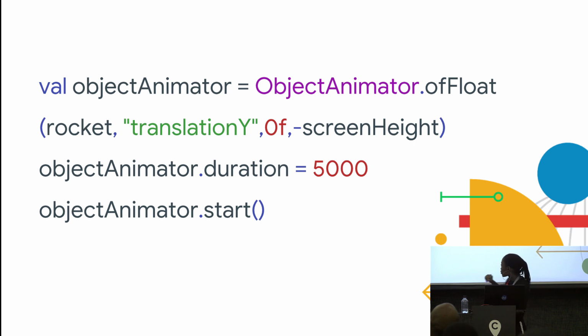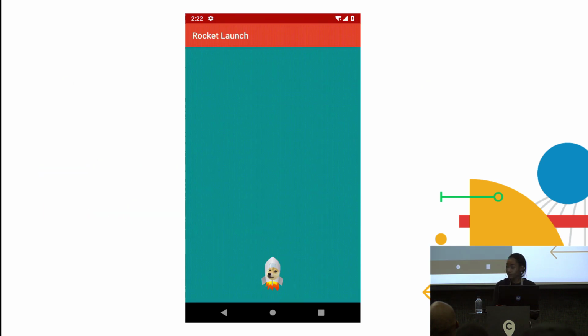We call the ofFloat method. We pass it in our rocket, translationY, as I just said, from 0 to minus screen height. Minus screen height is saying you want it to go off the screen. It must disappear from the screen. We say duration is 5 seconds, and we get it to start. And we have that result over there.